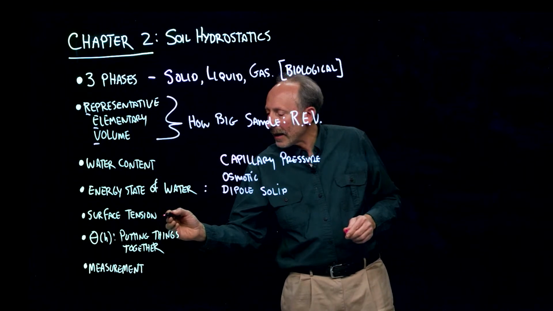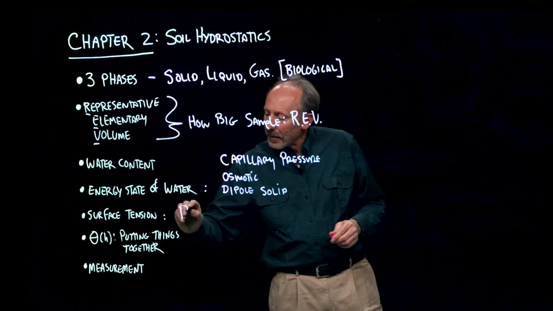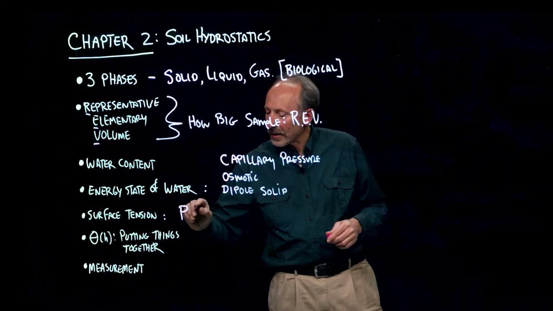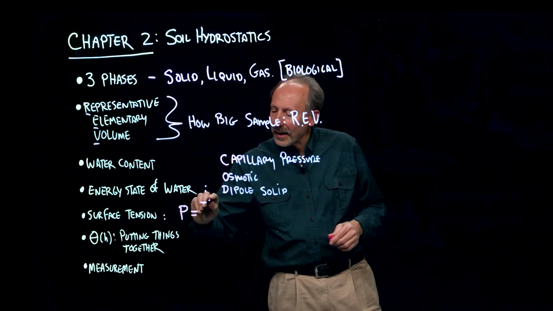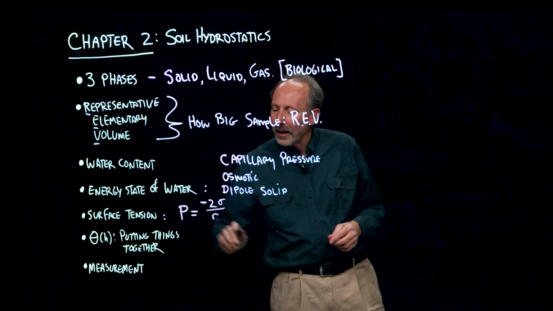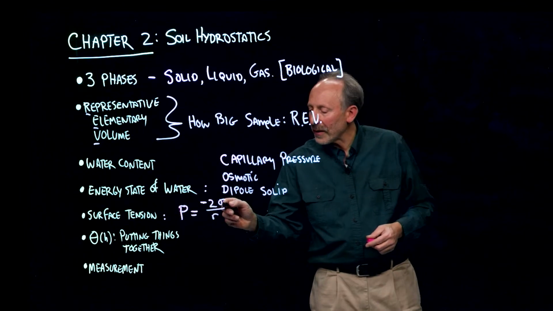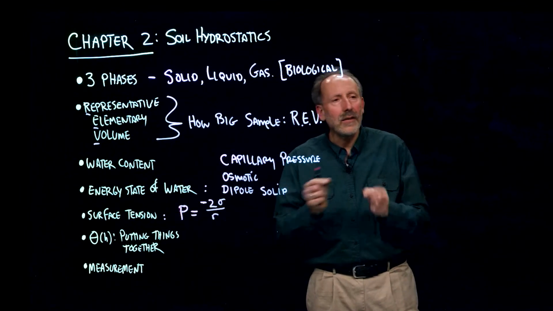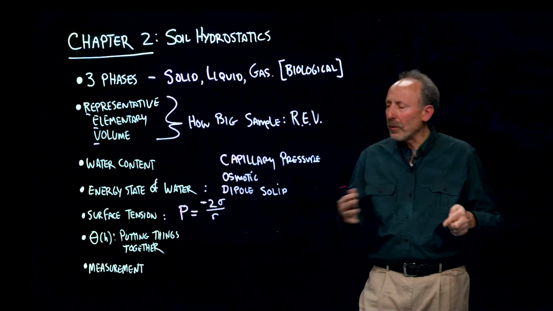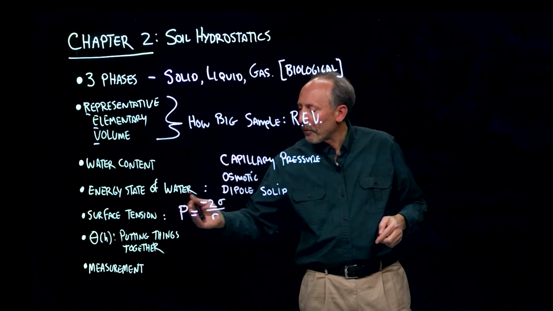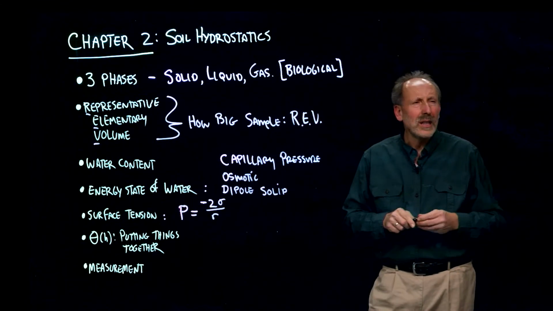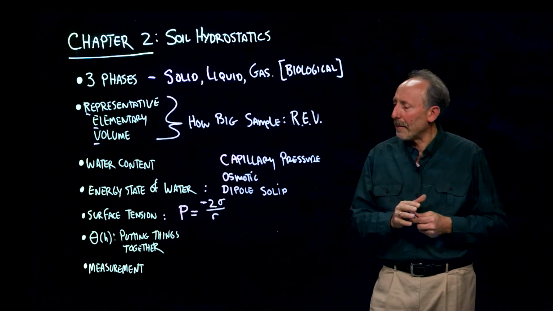The key point here is that the capillary pressure generated by surface tension is equal to minus 2 sigma over r, where we see that the surface tension of the liquid and the radius of the capillary spaces really dictate the pressure. So this is pressure versus geometry, really tying liquids and solids together for the first time.